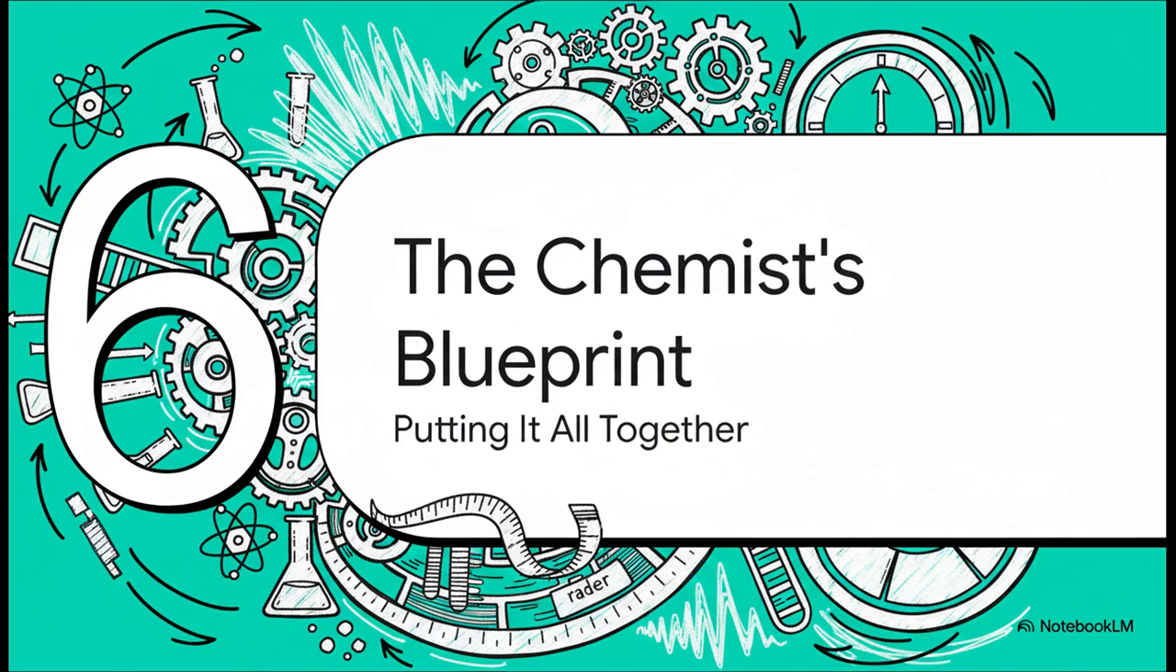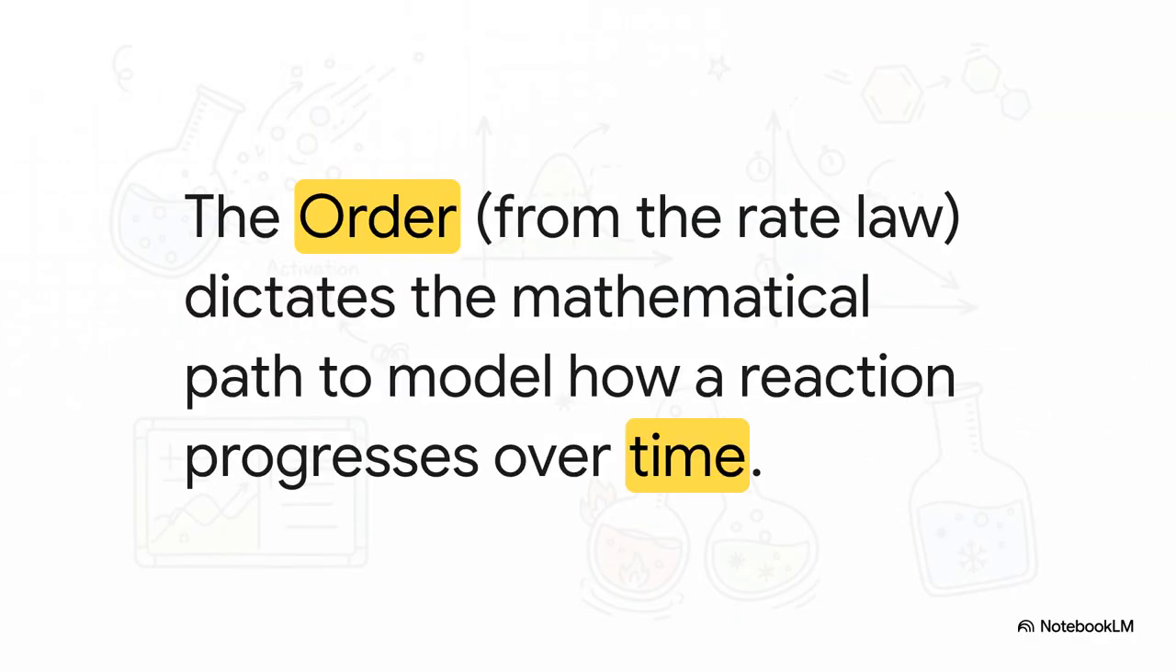So let's step back and see how all these pieces fit together. We've talked about rate, order, and half-life. When you combine them, you get this incredibly powerful toolkit, a kind of blueprint for understanding and even controlling pretty much any chemical reaction. Think about the workflow here.